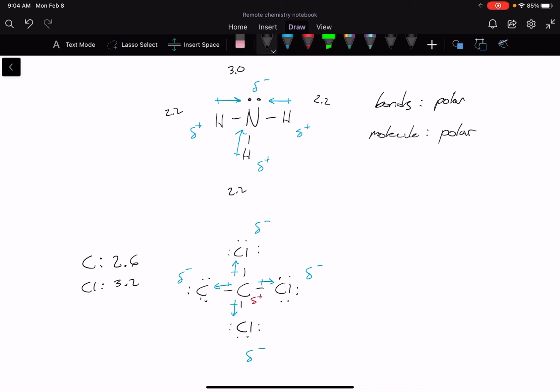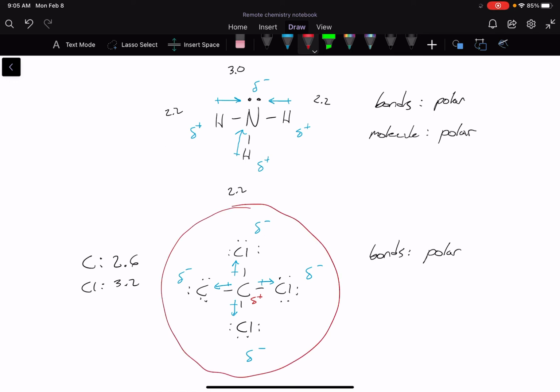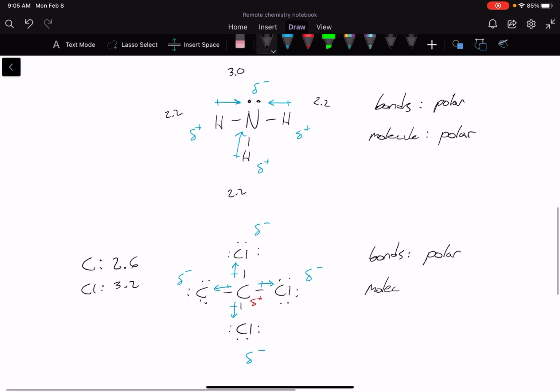Now each bond within this molecule is a polar bond because it's an uneven charge. However, there's an equal distribution of negative charges around this entire molecule. And so because there's an equal distribution of negative charges around the whole molecule, we say that the molecule itself is nonpolar or symmetrical.